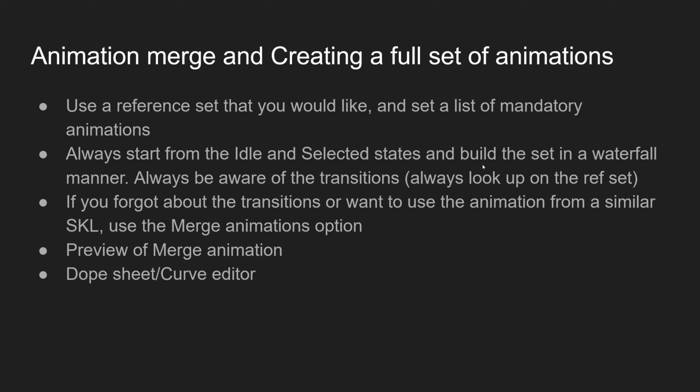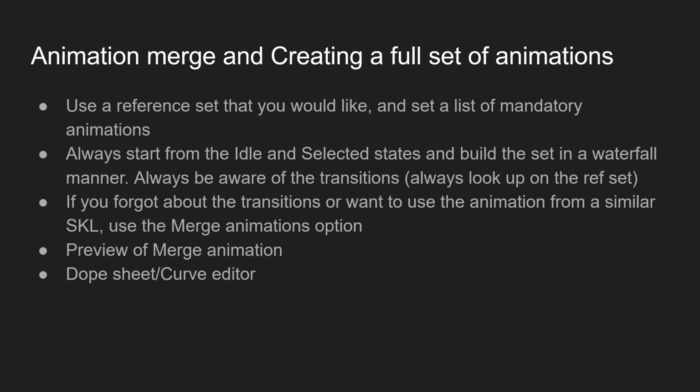And then build the set in a waterfall manner. What I mean is, let's say you're going from the alerted, but you need a fear one, always do the alerted first, then do the fear, and if you have another animation that comes from fear, do it then. So always respect the hierarchy, basically. Start with the one that is first in the state machine. That's why I say idle and selected are probably your first ones most of the time.